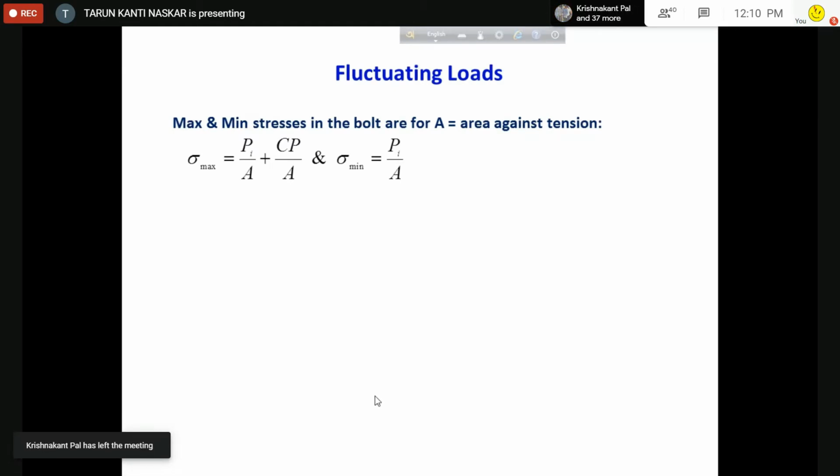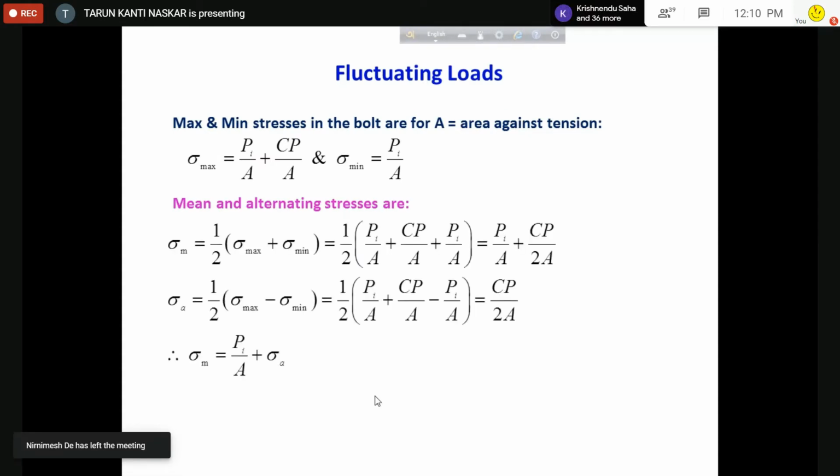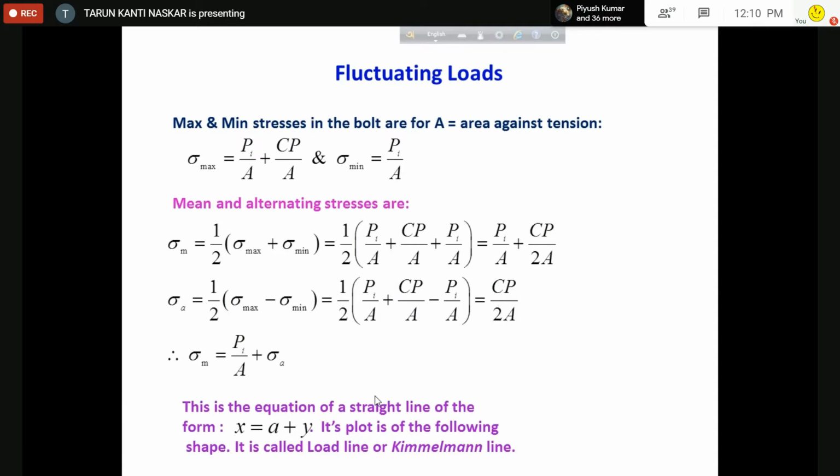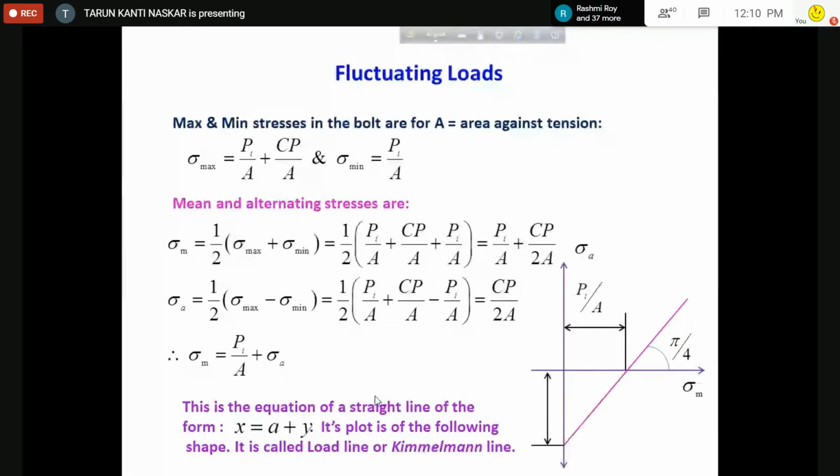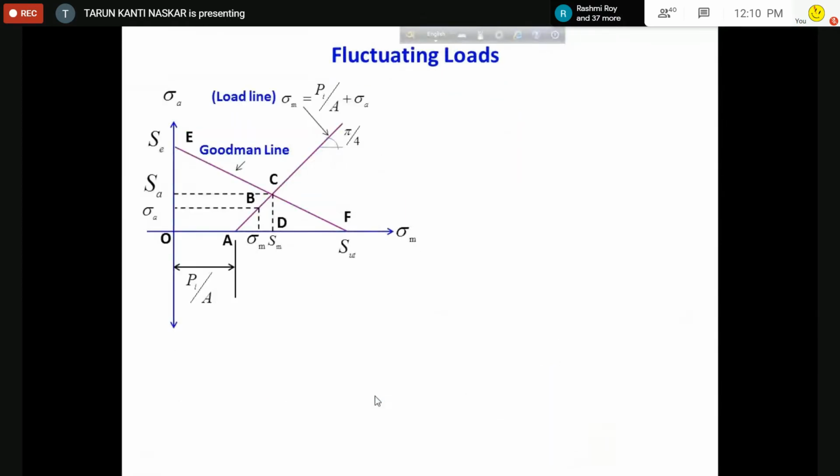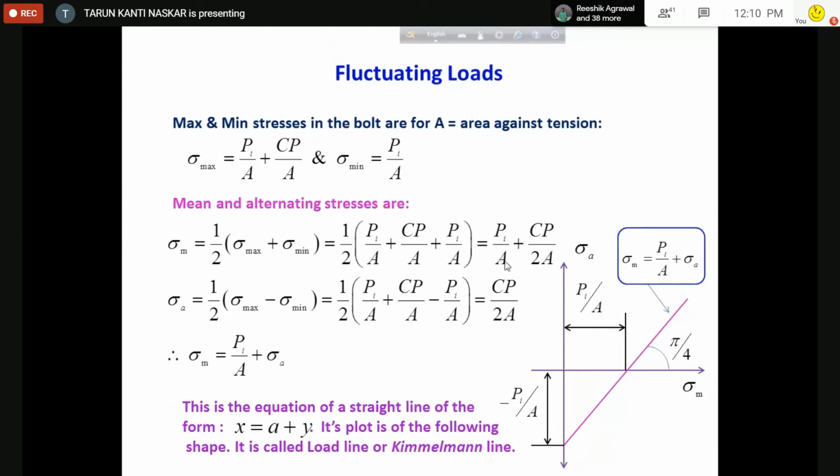So sigma max equal to this, sigma mean equal to this. So from this we can find out the mean stress and alternating stress, and mean stress is sigma m equals Pi by A plus sigma a. Now there is an introduction of a straight line like this, and the equation of the straight line is sigma m equal to Pi by A plus sigma a, and this straight line is very important. This is called load line.